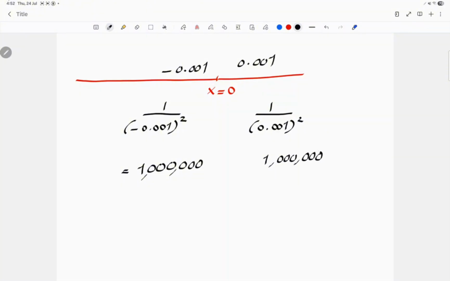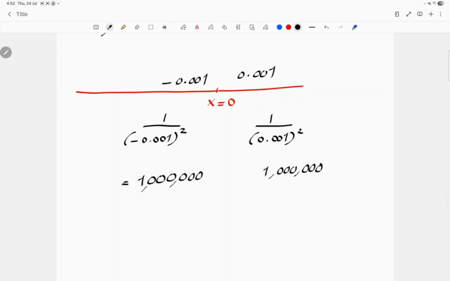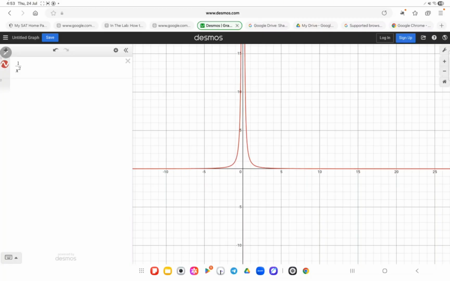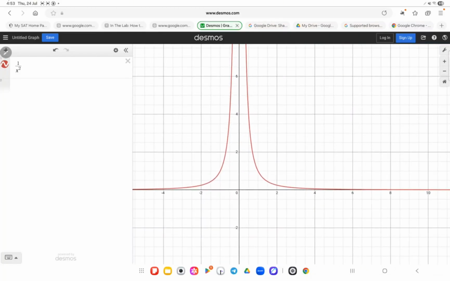Yep. Which in math is a very huge number, or simply infinity. Let me show you what the graph looks like in Desmos. In Desmos, the graph would look like this. You see what's happening here? From the left side, we're going to infinity. From the right side, we're also going to infinity. Both sides are approaching infinity from left and right.